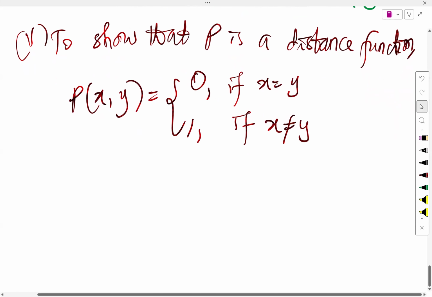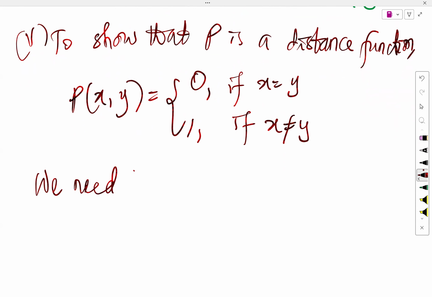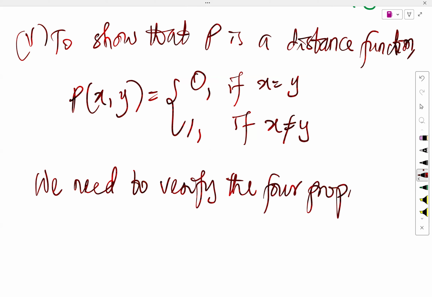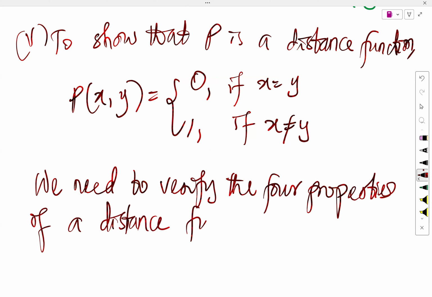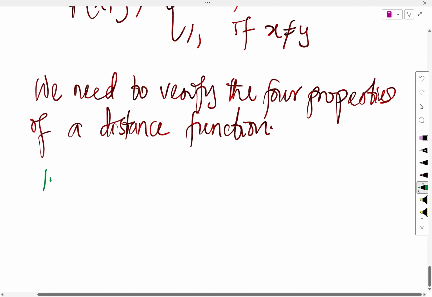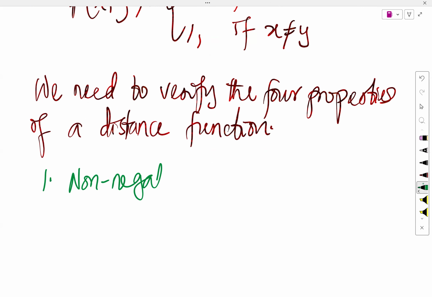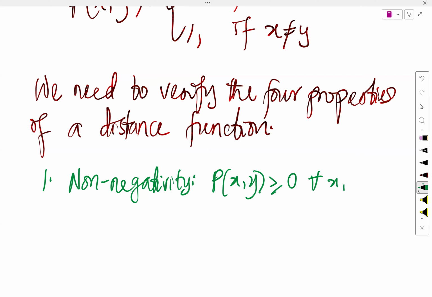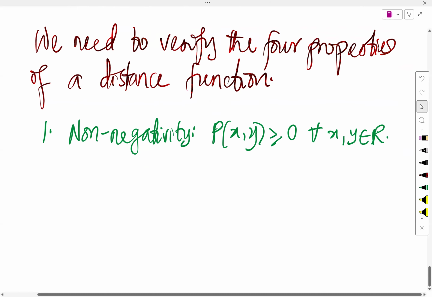All right, so now there are four properties of a distance function, so we need to verify them. We need to verify the four properties of a distance function. So let's look at the properties. The first property is the non-negativity property. Okay, and what does that say? It says that P of x y is always greater than or equal to 0 for all x and y belonging to the real number system. That's what the first law says.